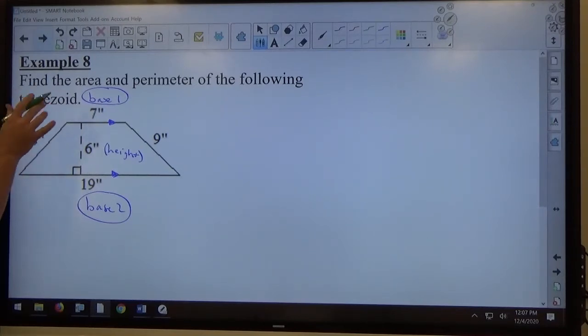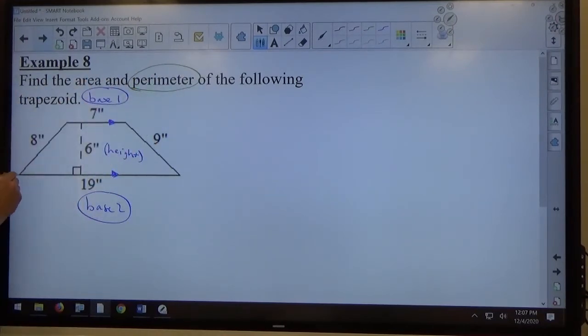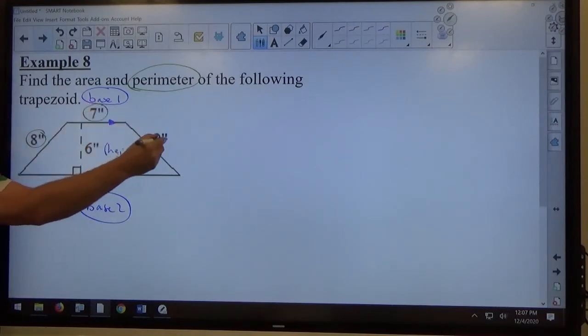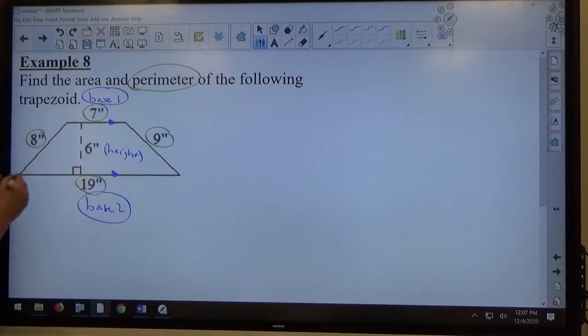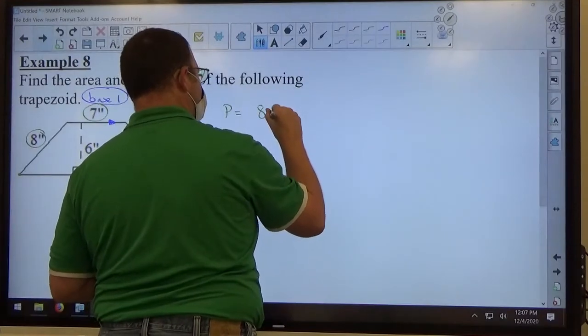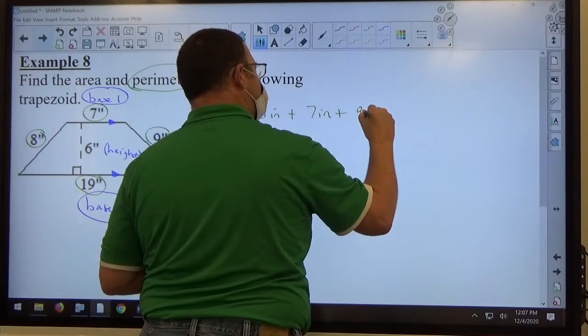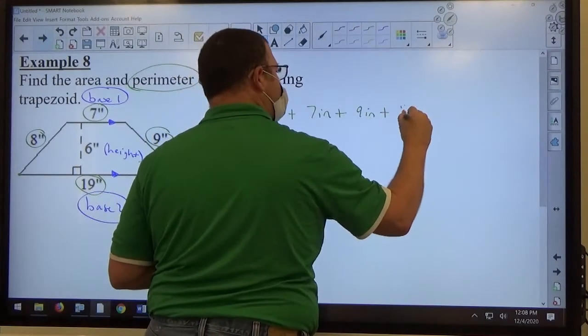So it says find the, I'm going to do perimeter first because I think that's easier. So perimeter, again, if I'm at one corner of this pool and I'm walking around the pool, I'm walking 8 inches, then 7 inches, then 9 inches, then 19 inches, and I'm back to my starting point. I did not go through the pool, so I don't include the 6 inches. So perimeter is simply the outside numbers added up. So the perimeter is going to equal 8 inches plus 7 inches plus 9 inches plus 19 inches.